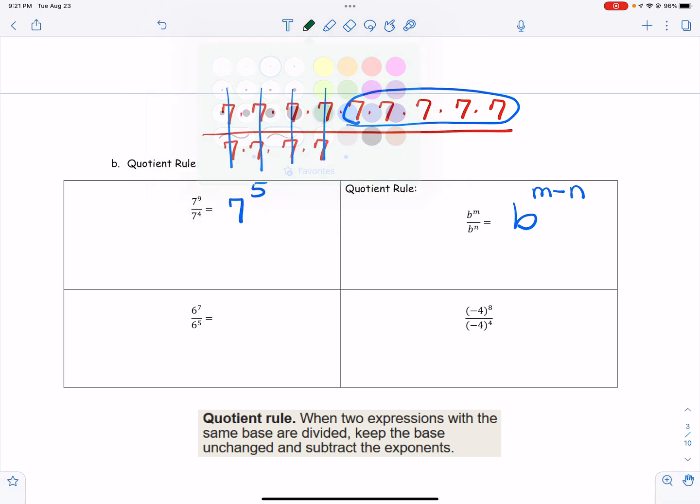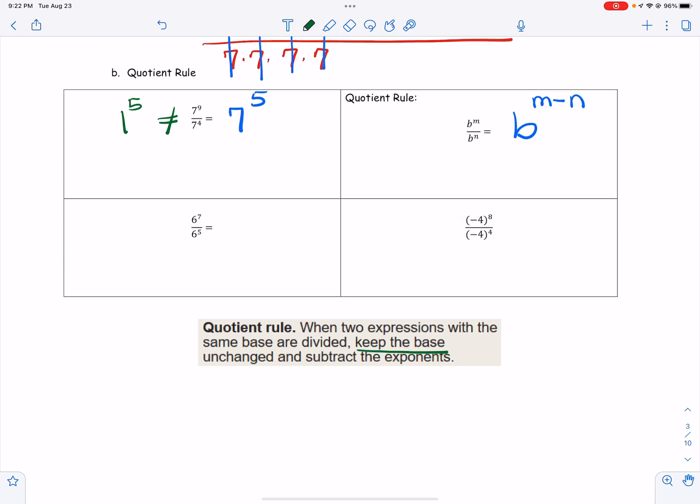Again, do not actually divide these out, because if I take 7 and divide it by 7, I'm going to get 1. And then if I take 9 minus 4, I get 5. Well, 1 to the 5th is just 1, but 7 to the 5th is not 1, okay? So don't actually do the dividing out. I always stress, keep the base unchanged. Write the big number, subtract the exponents. So that becomes 6 squared, which then they would want also 6 times 6 to be simplified, okay?